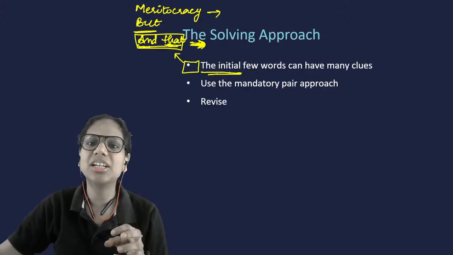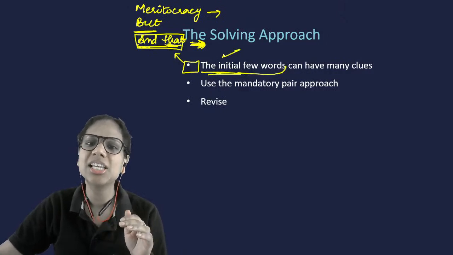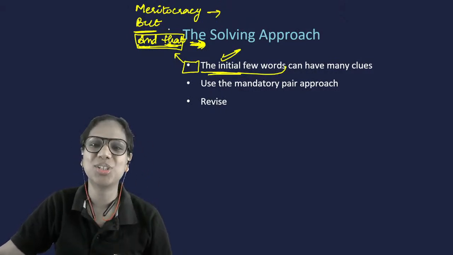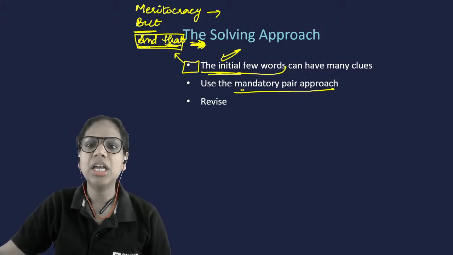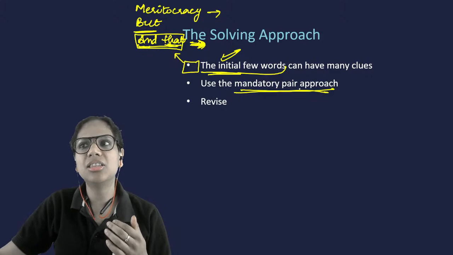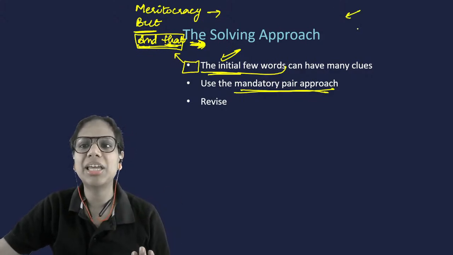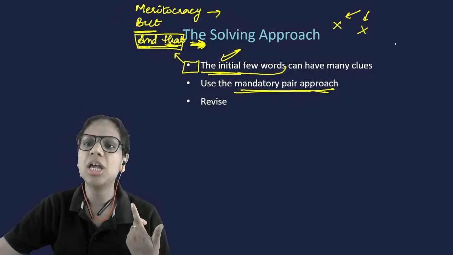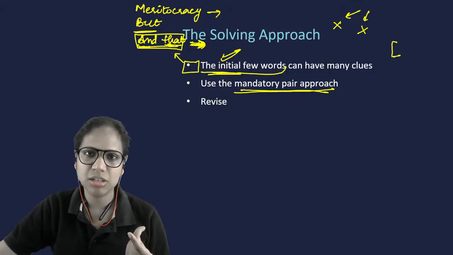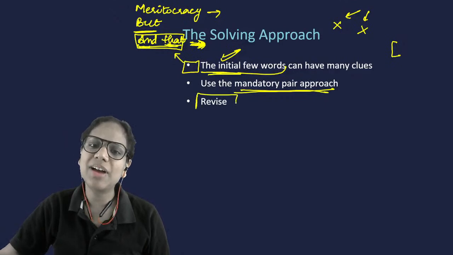I'm not saying that you should just read the initial few words and nothing else, but be specifically alert towards the initial few words. Use the mandatory pair approach, because it's the best approach out there. In some paragraphs the opening sentence may not be so clear, the closing sentence may not be so clear, but pairs you can always make. And always revise your sequence once.